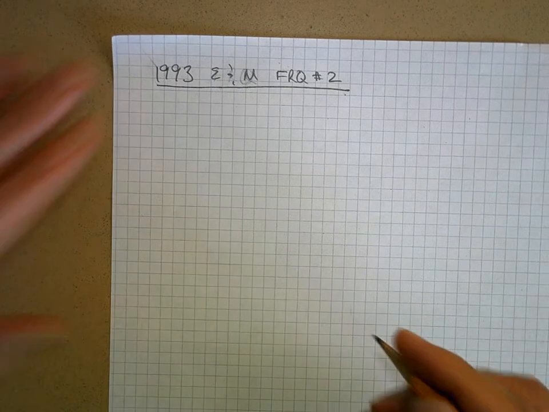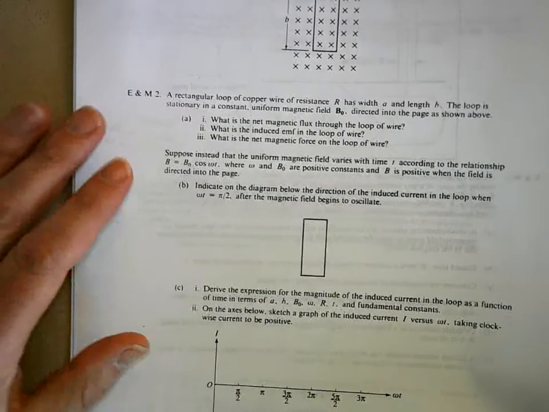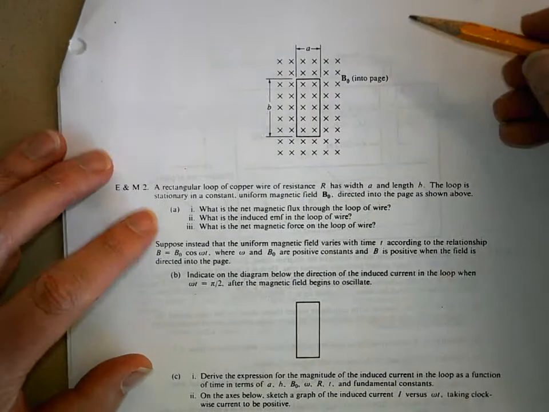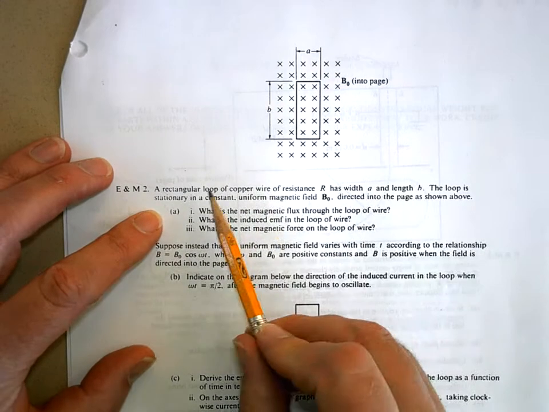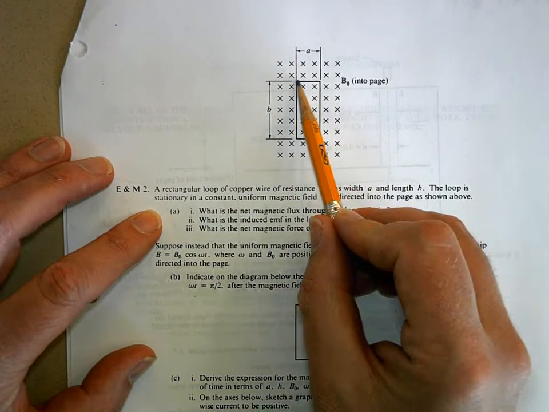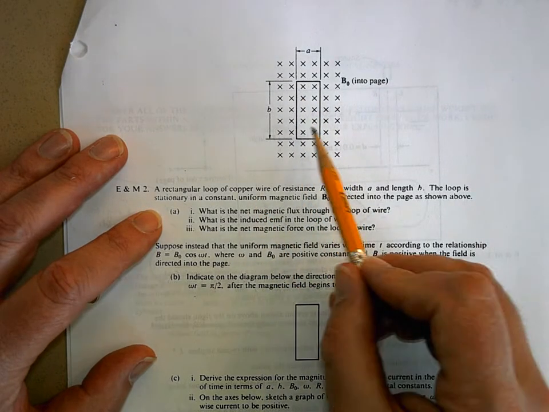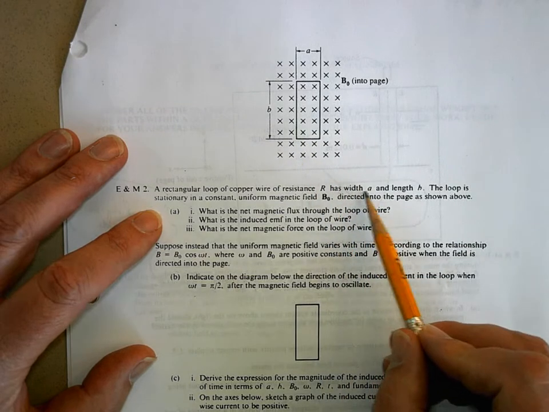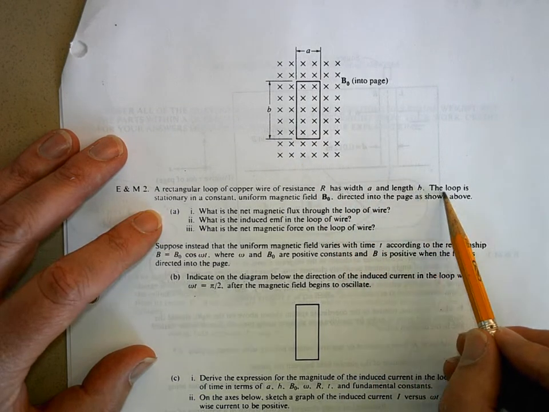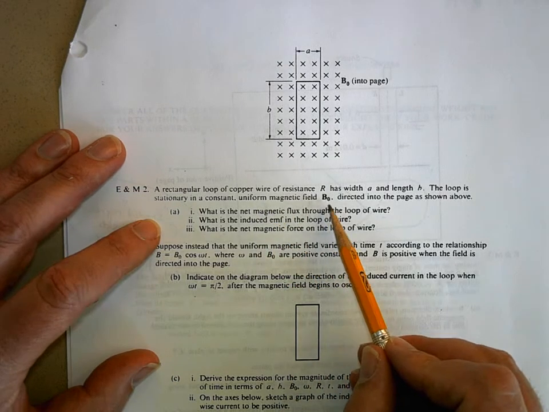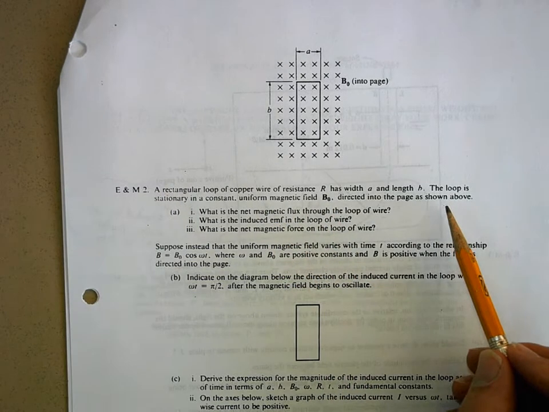All right, so here's FRQ number 2. We've got a rectangular loop of copper. So here's our rectangular loop of copper of resistance R. So that's the total resistance of this. It has a width of A and a length of B, as shown. The loop is stationary in a constant uniform magnetic field, B naught, directed into the page as shown. So it's stationary. We have a trick question.